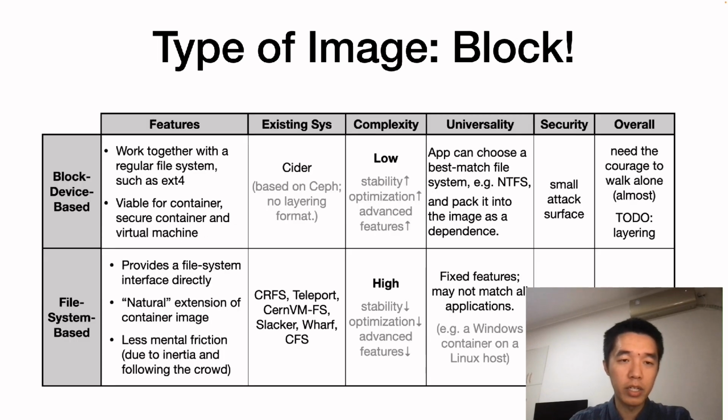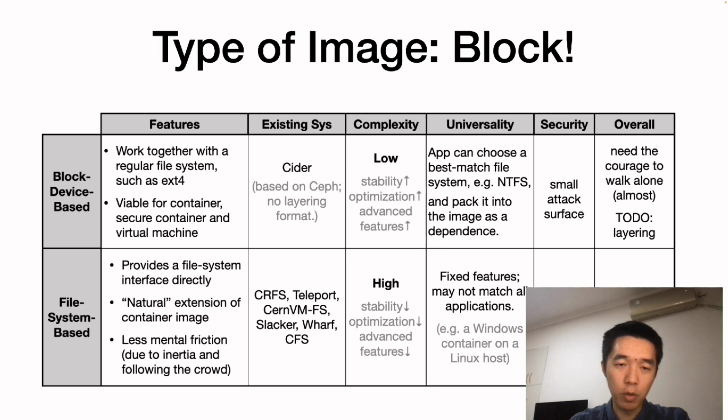Let's see a comparison between the two technology roads. A file system based remote image provides a file system interface directly to containers. It is a natural extension of container image, so it incurs less mental friction. A block device-based remote image usually works together with a regular file system, such as ext4 or XFS, so as to get fully POSIX complete. And the block device can be easily integrated with container, secure container, and virtual machine.